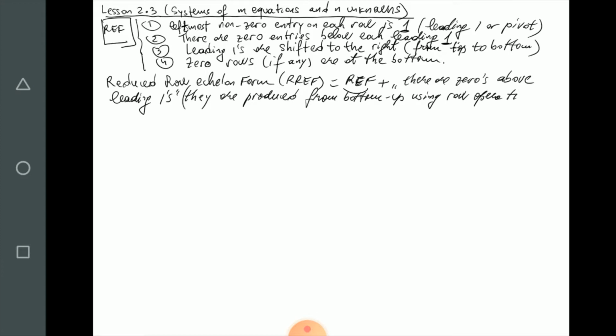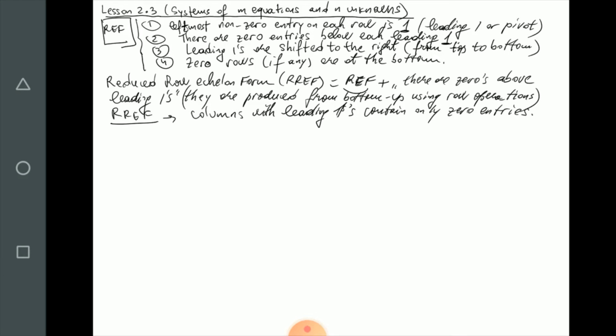All of this will make more sense once you see the example. This is one of those topics in math in which the example shows far more than the description in words. So to move from row echelon form to reduced row echelon form, you do the same type of operations, but in reverse. Starting with the bottom row, you start with the leading one of the bottom row and produce zeros above it, so that in the reduced row echelon form, columns with leading ones contain only 0 entries, except the leading one, of course. So except the leading one, all other entries are 0.